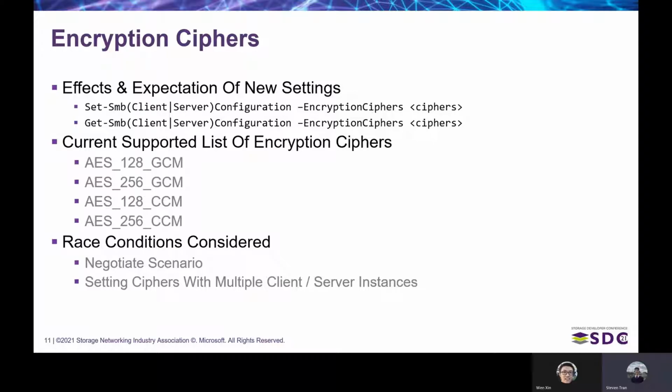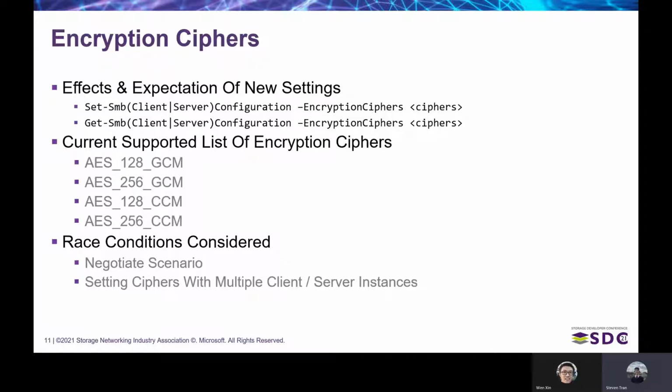And it's important to note that the SMB client can send multiple negotiate requests in parallel to different servers. So it's quite possible each request can have a different encryption cipher order. Between each request, the cipher list can change.